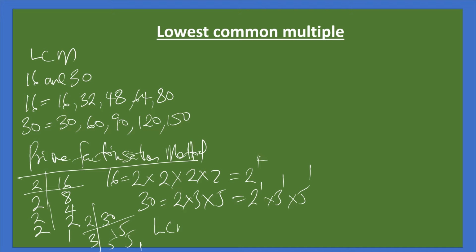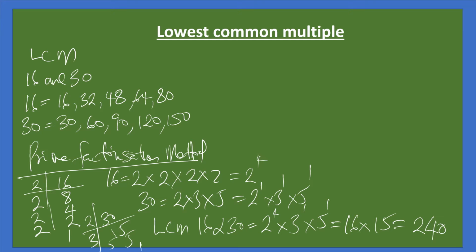So the LCM of 16 and 30 is simply what? The highest number of times the 2 appeared is what? 4. It is 2 raised to the power 4, times 3 appeared just once, and 5 appeared just once, which is what? 2 times 2 is 4. 4 times 2 is 8. 8 times 2 is 16. 16 times 15, which is 3 times 5. This gives you 240.